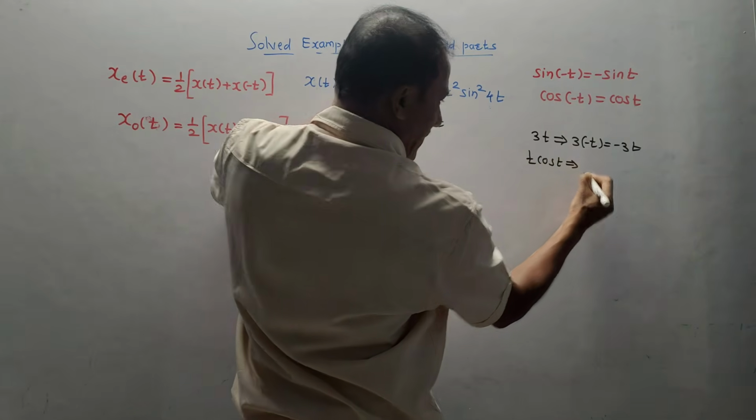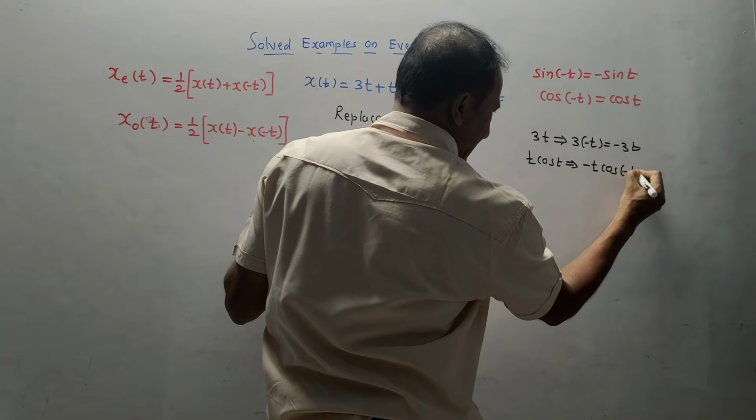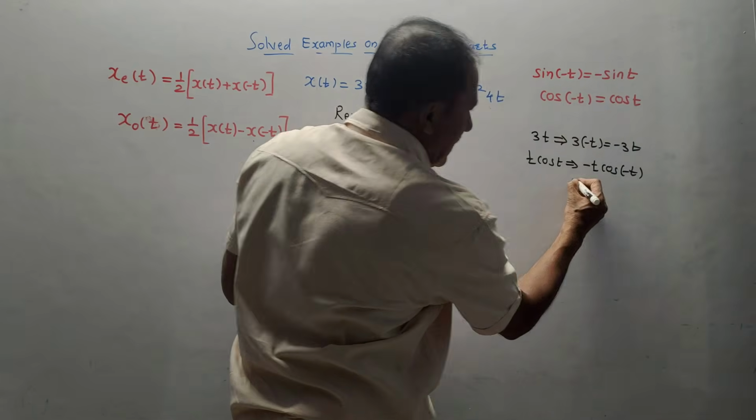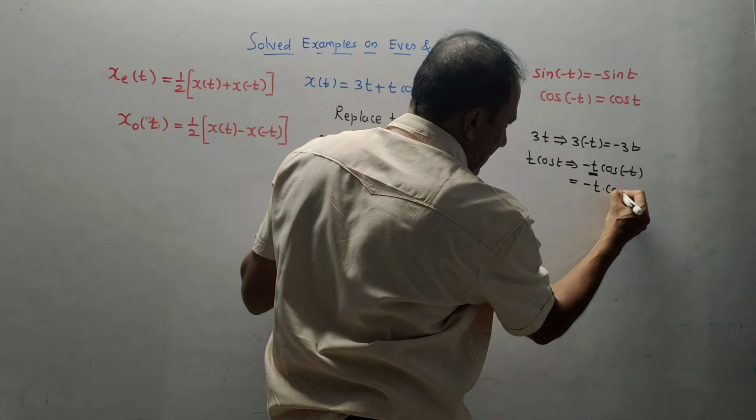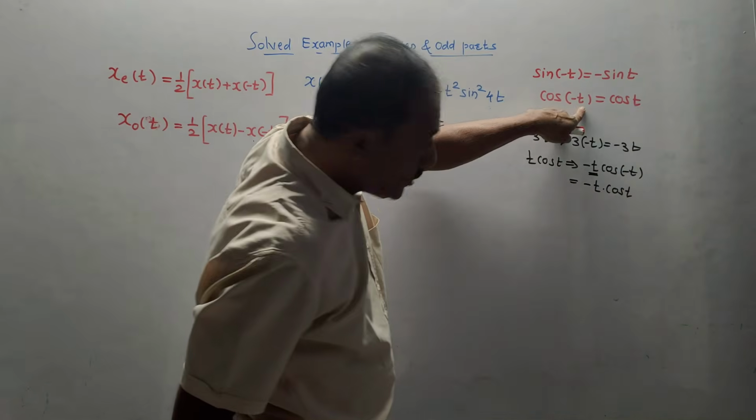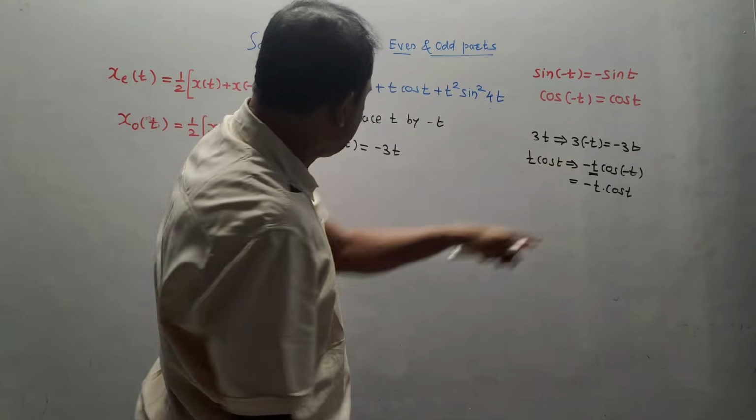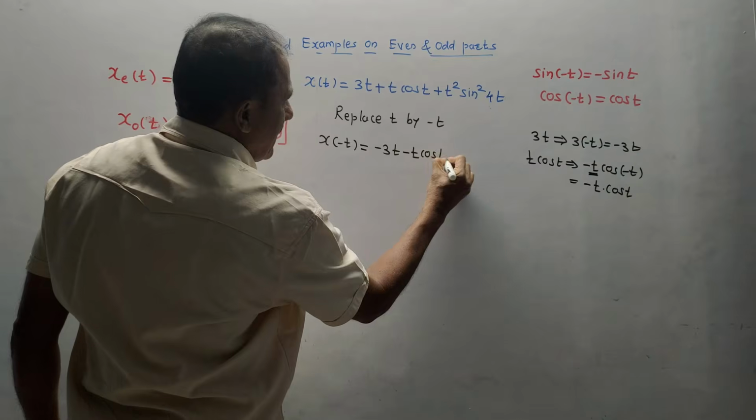Second term is t cos t. Every t is replaced by minus t, so it becomes minus t cos of minus t. Look at the identities. Cos of minus t is the same as cos t. But this minus t, first term, remains as it is. So it becomes minus t into cos t. What I did: cos of minus t is equal to cos t. That's what I have written. This minus t remains as it is. So this term becomes minus t cos t.